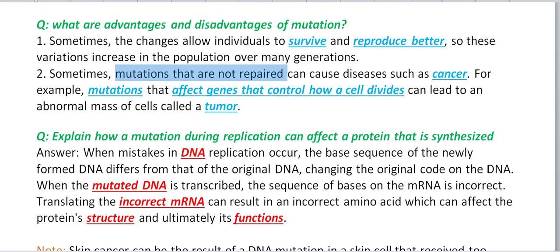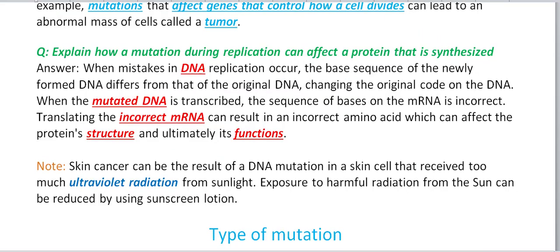So if the gene that controls cell division mutates, the cell divides continuously without stopping. Explain how a mutation during replication can affect a protein that is synthesized.